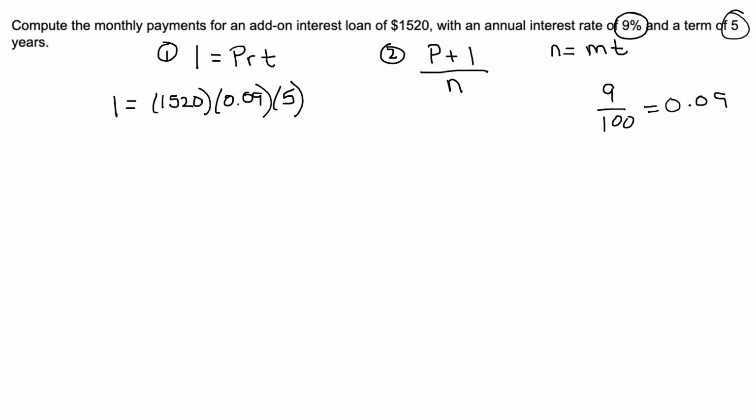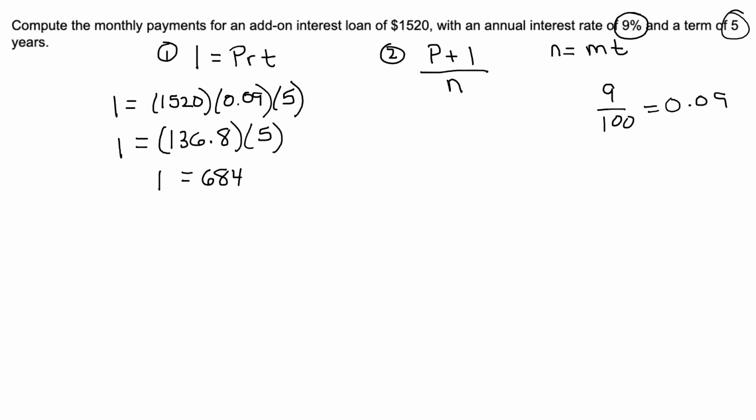1,520 times 0.09 is 136.8. Now I'm going to multiply that value by 5. 136.8 times 5 is 684. So that is the amount of interest, $684. Now I'm going to find the monthly payments.